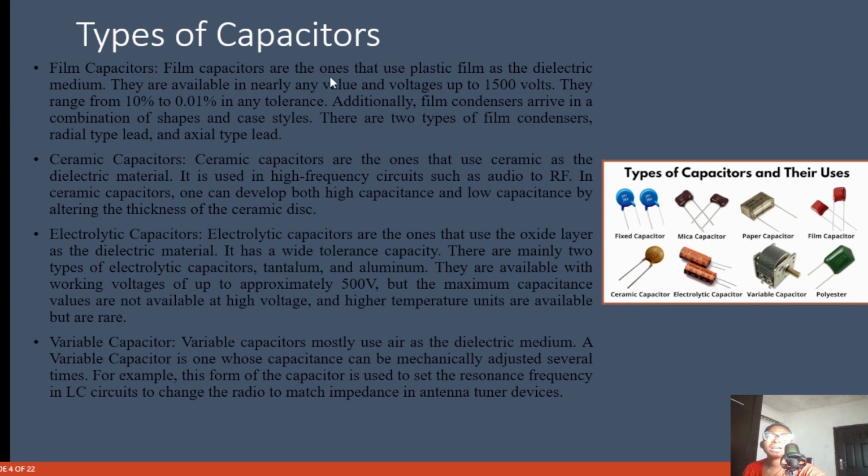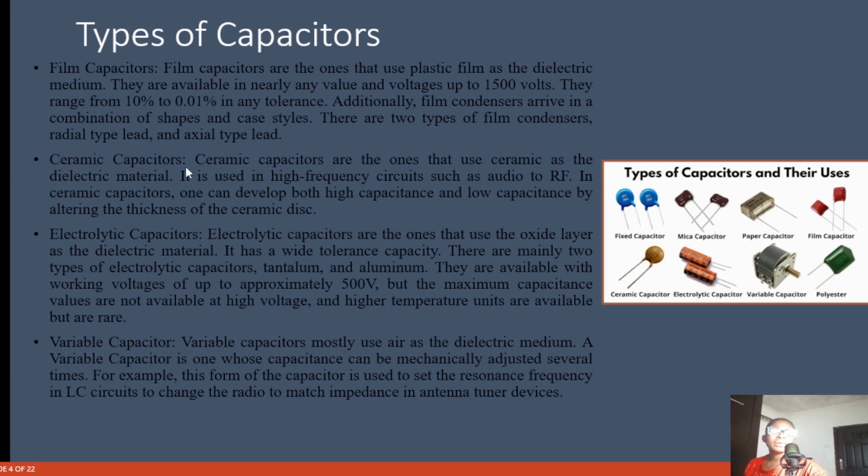The film capacitors are the ones that use plastic film as the dielectric. Can you see that now? This is the film capacitor. They use the plastic film as the dielectric. They are available in nearly any value and voltage up to 1500 volts. They range from 10% to 0.01% in tolerance. Additionally, film condensers arrive in a combination of shapes and case styles. There are two types of film condensers: the radial type lead and the axial type lead. So you see the dielectric is a plastic film.